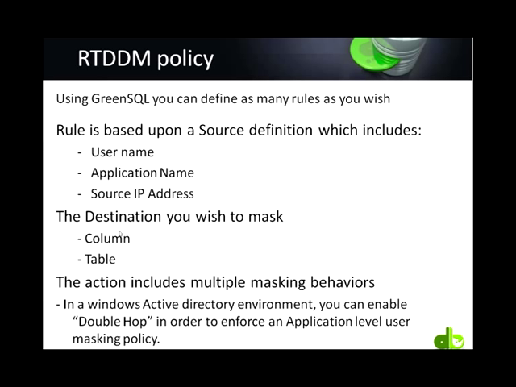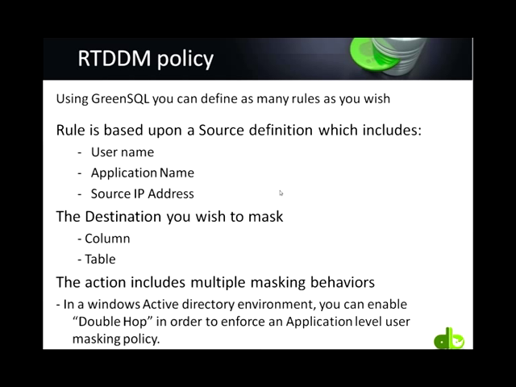And inside the configuration level, what's called the destination of which information I'd like to mask, I can choose a full table or even up to a column level. And the action will be to choose which type of masking behavior will be enabled. One more notice before we continue and configure the rule: using what's called the Microsoft Double Hop, if you are in a Windows Active Directory environment, you can then make sure that the username is not only the database username, but it can also be your application username where you would like to enforce a policy.